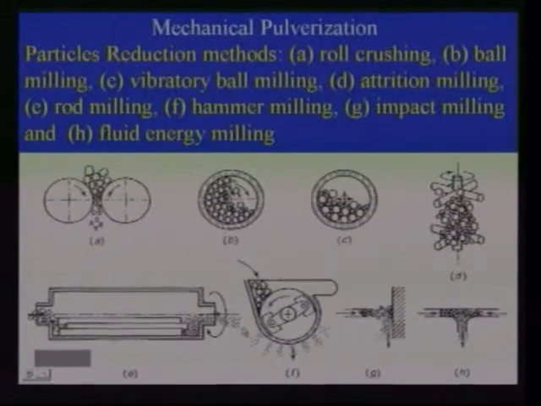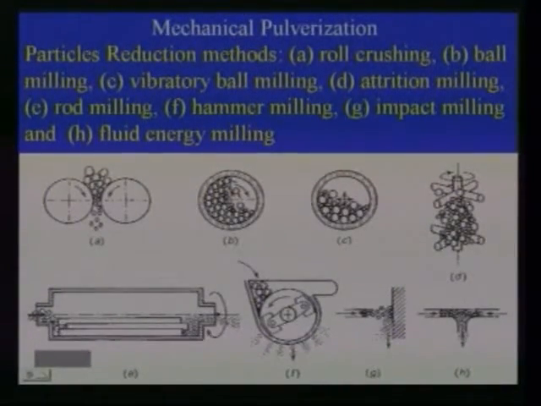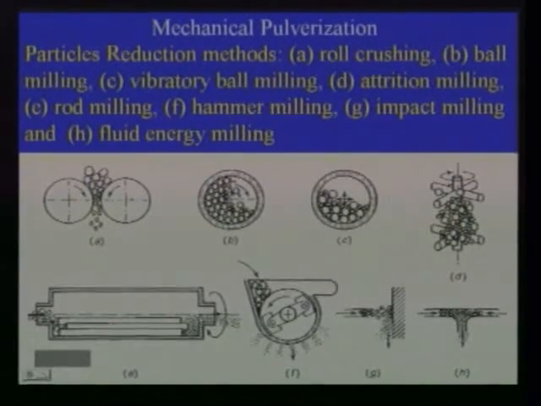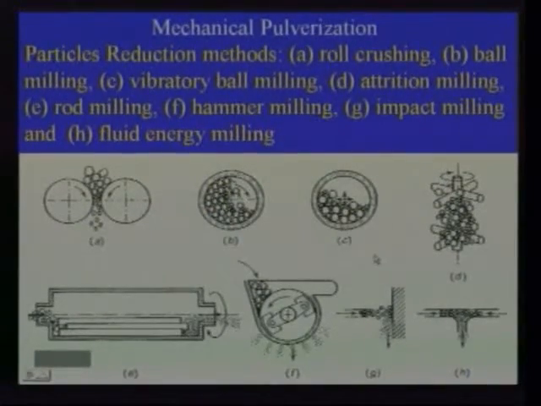And mechanical pulverization. There are a number of methods available under this method. These are also called particle reduction methods. In these particle reduction methods, one is roll crushing. In roll crushing, the solid metal is sized by passing through the rolls, and there are ball milling, vibratory milling, attrition milling, rod milling, hammer milling, impact milling, and fluid energy milling. What happens in these particle reduction methods is that the bigger size particles are reduced to smaller size particles.